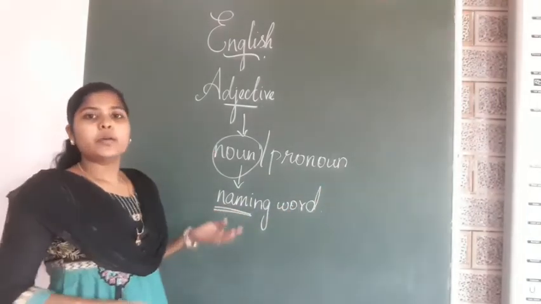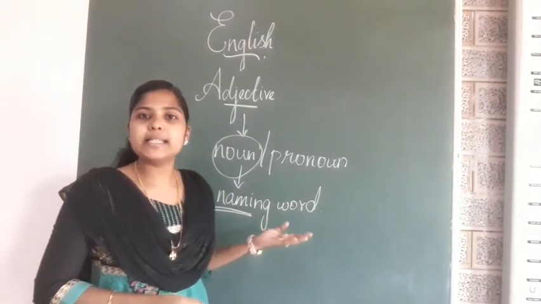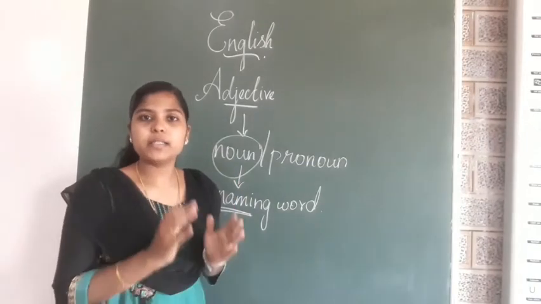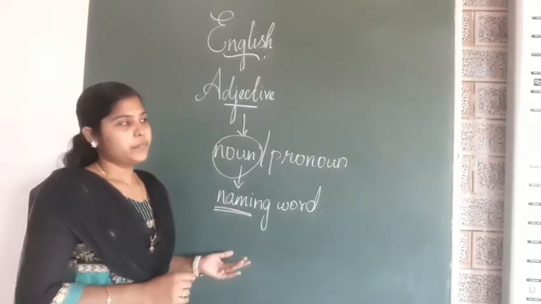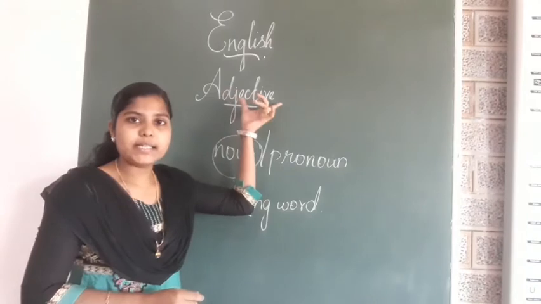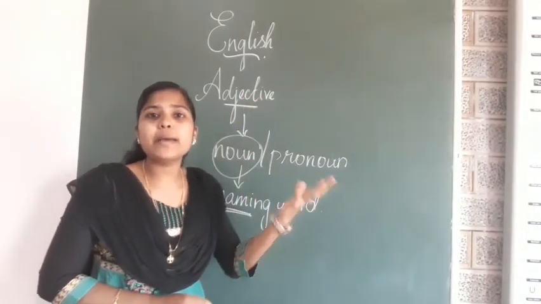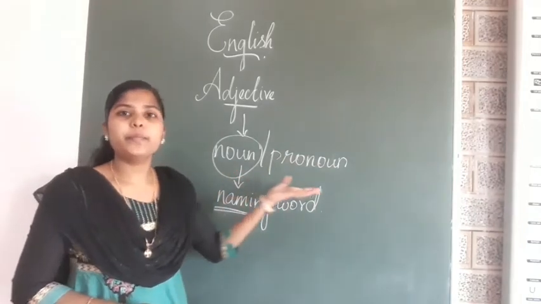Naming word. So everything in this world has its own name, isn't it? So that word is called a noun. Adjectives are words that are adding some meaning or that are describing the noun or a pronoun.